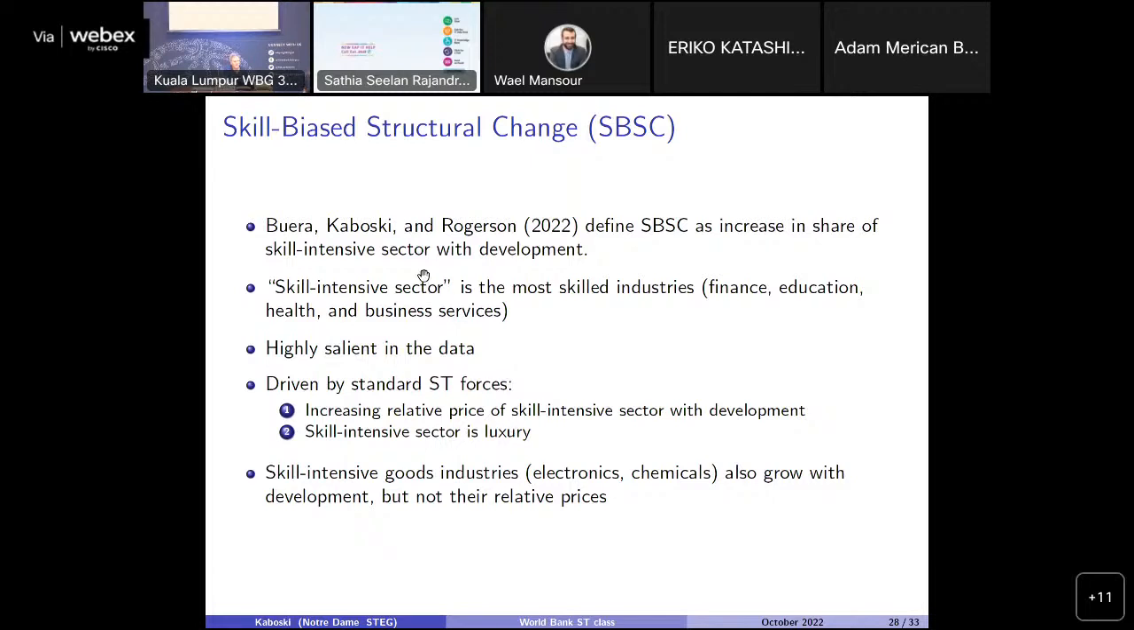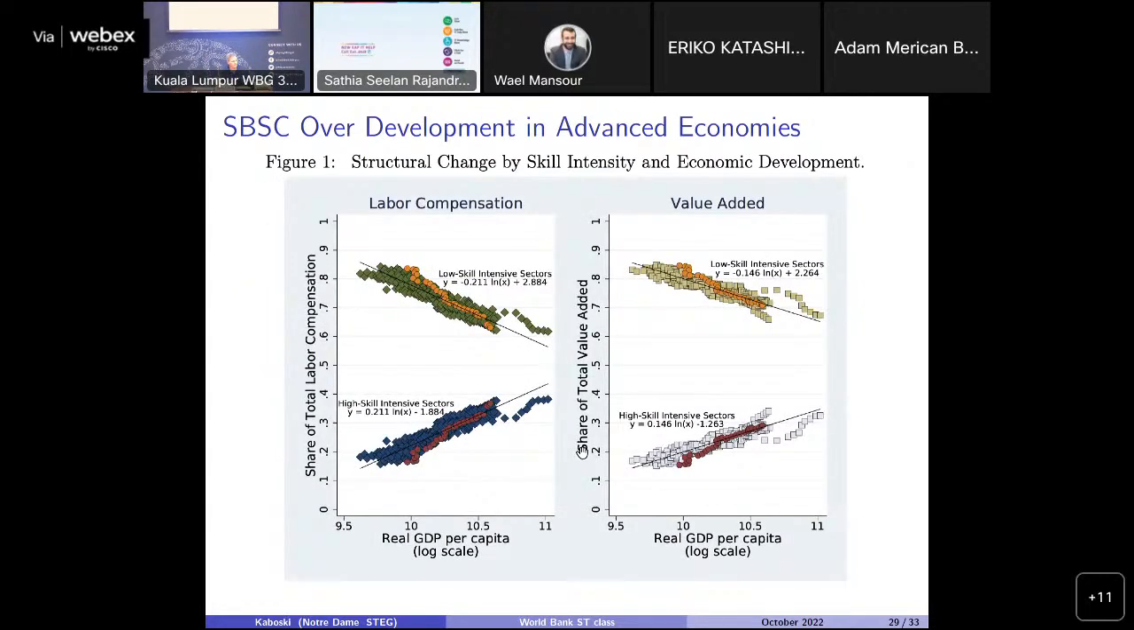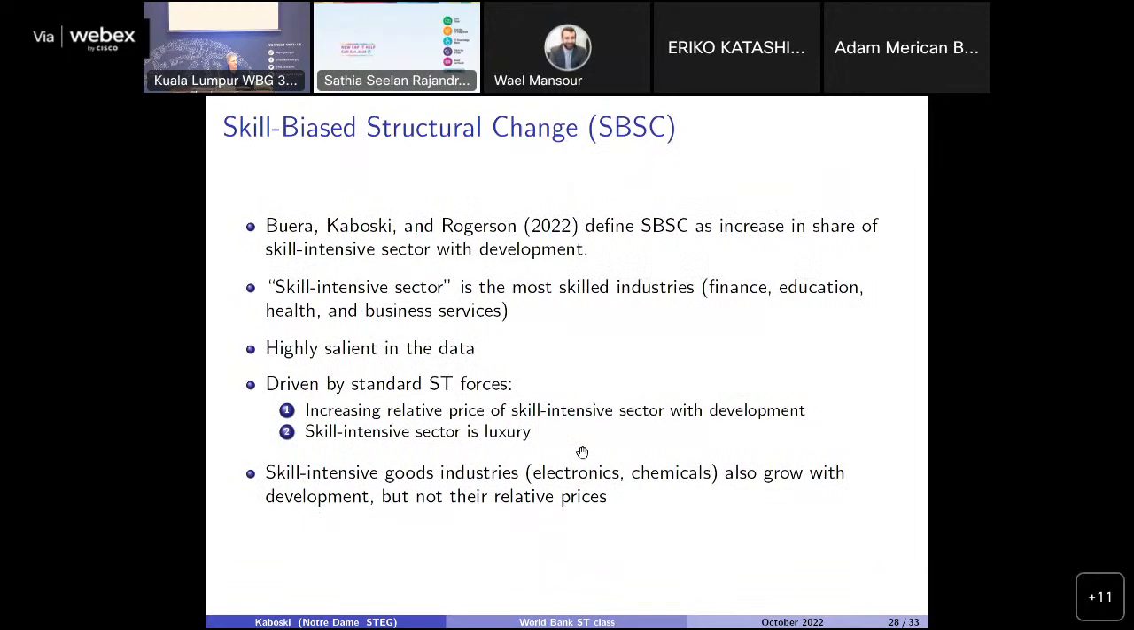Now, the way we've defined the skill-intensive sector is only services: finance, education, health, and business services. But if you add in the next two industries, which are manufacturing industries, electronics and chemicals, those sectors also grow with development. But what's not true is that their relative prices grow with development. The relative price of electronics has fallen with development, and chemicals too.